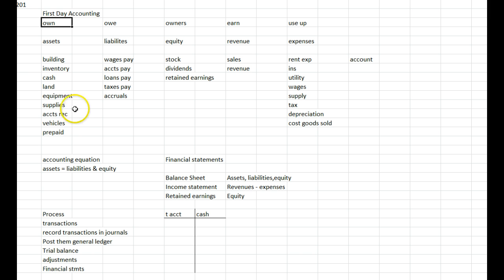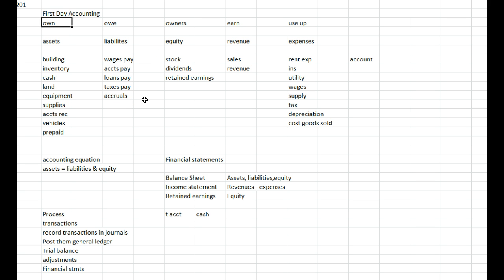What we own are assets. Some examples of those are buildings, inventory, cash, land, equipment, supplies, accounts receivable, vehicles, amounts we prepay. Accounts receivable represents money that people, our customers, owe us. And we can look at things that are liabilities to the company. These are things that the company owes to someone else.